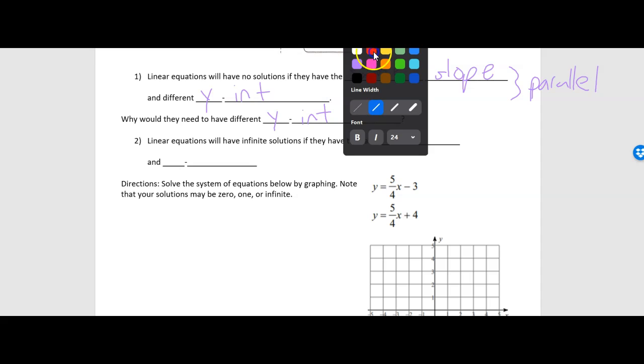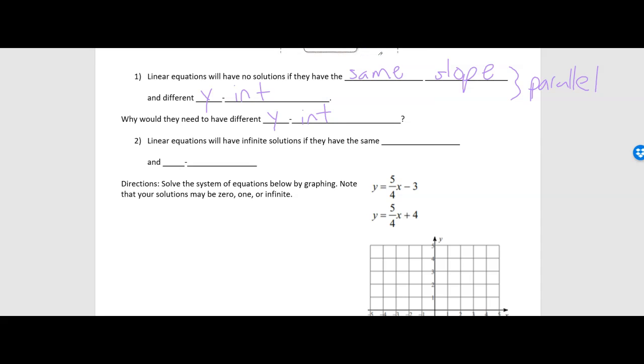Linear equations will have infinite solutions if they have the same slope and the same y-intercept. So if two lines have the same slope, they're either going to have no solutions or they're going to have infinitely many solutions. So we're going to take a couple of examples down below and look at what would happen and what types of solutions we would have when we graph these lines.